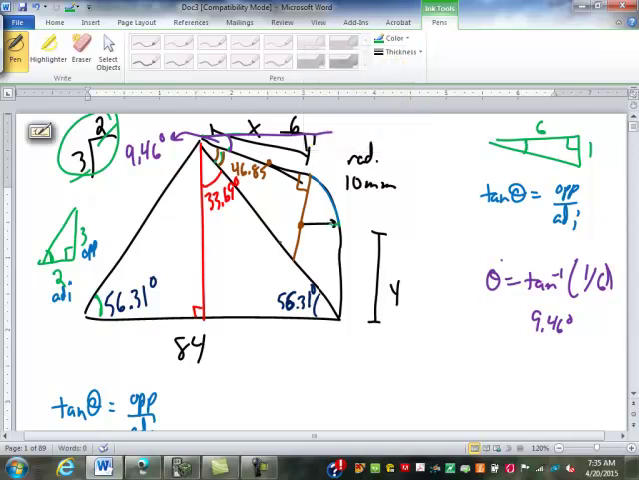I can do a similar thing down here, I suppose. That's a right angle. This one's pretty simple. It's just going to be 33.69. Does that do anything for us? Maybe. Who knows, right? Well, let's keep going here.